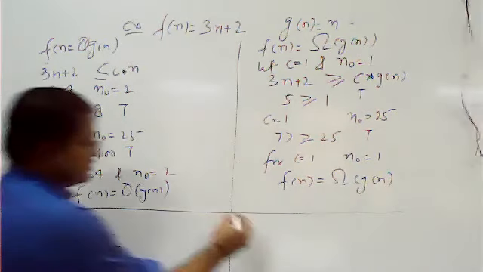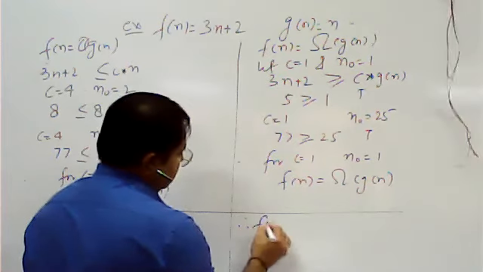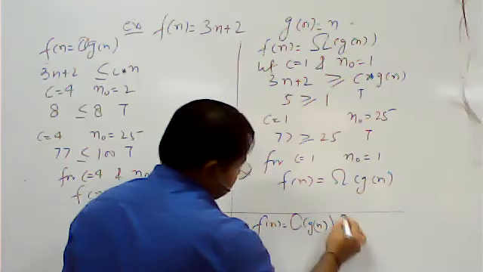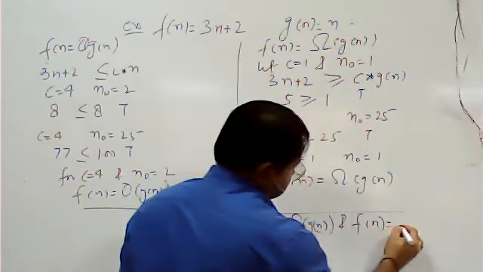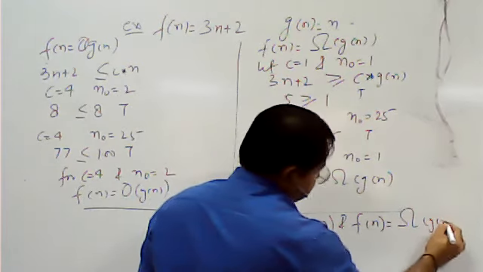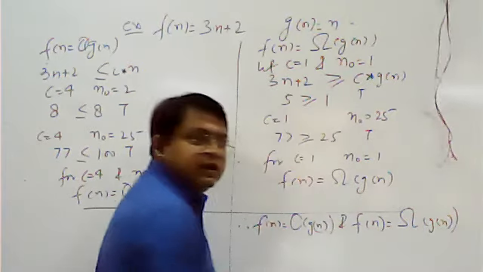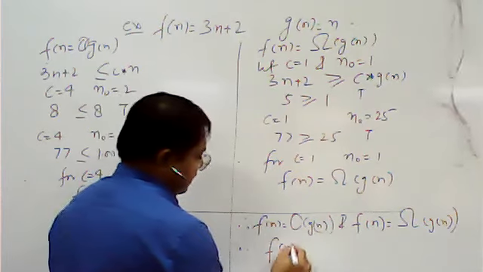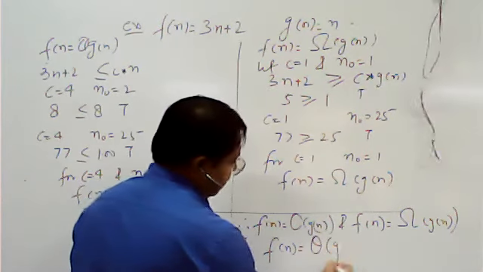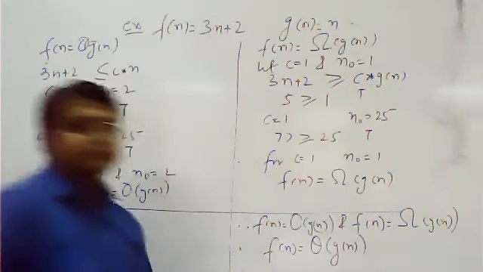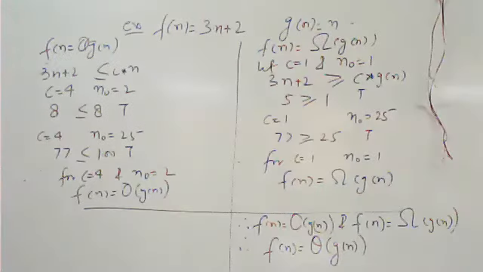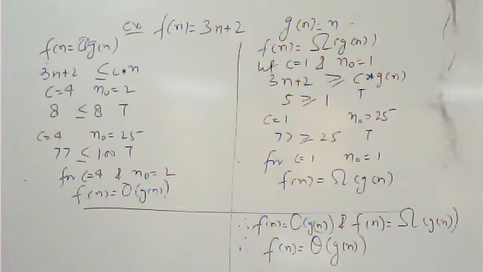Yes. So since Fn is equal to big O of Gn and Fn is equal to omega of Gn, okay? Therefore, Fn is equal to theta of Gn. So I hope this is clear. Note down this.